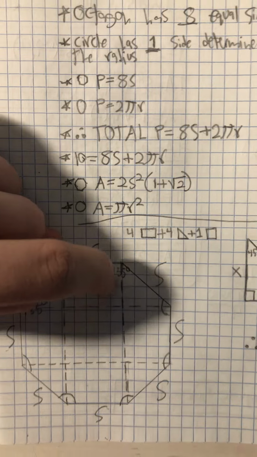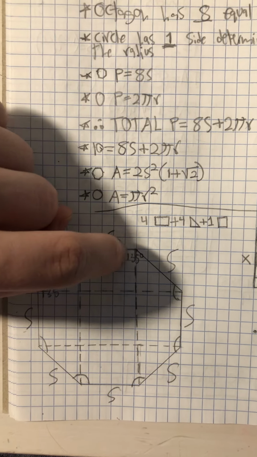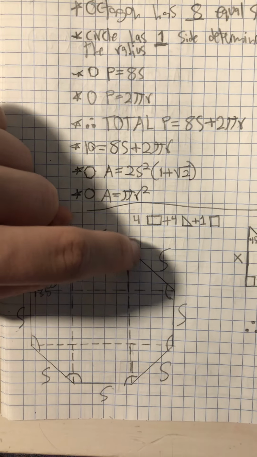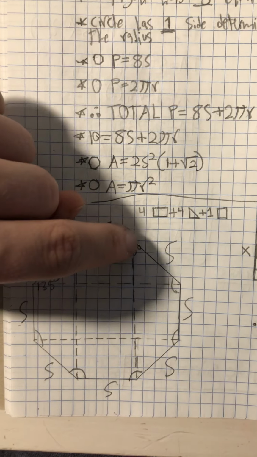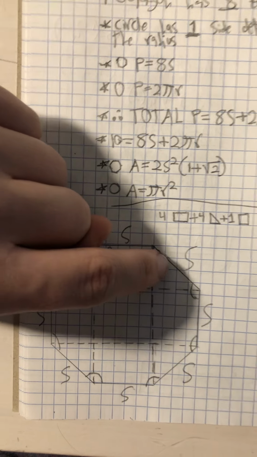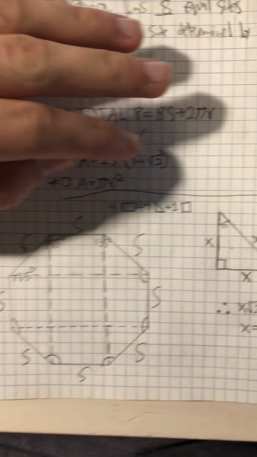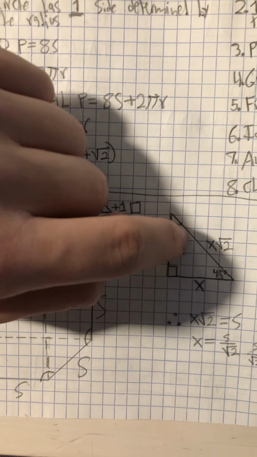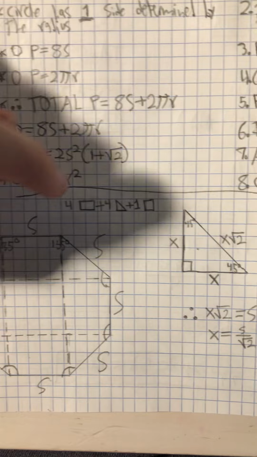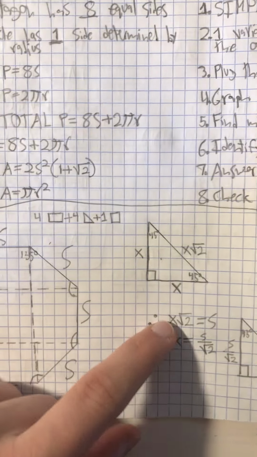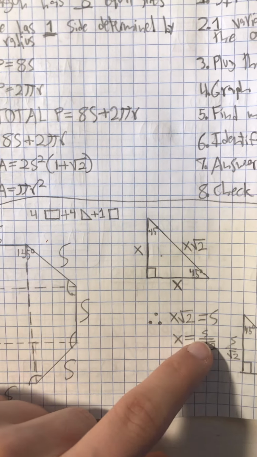Basically, if we draw this line, this is a 90-degree angle. 135 take away 90 is 45. So this is a 45-degree interior angle, and this is a 45-degree angle. So we have a 45, 45, 90 triangle right here. In a 45, 45, 90 triangle, both sides are x, and the hypotenuse is x root 2. But in this case, our x root 2 is the variable s. So you do x root 2 equals s, and x equals s over root 2.